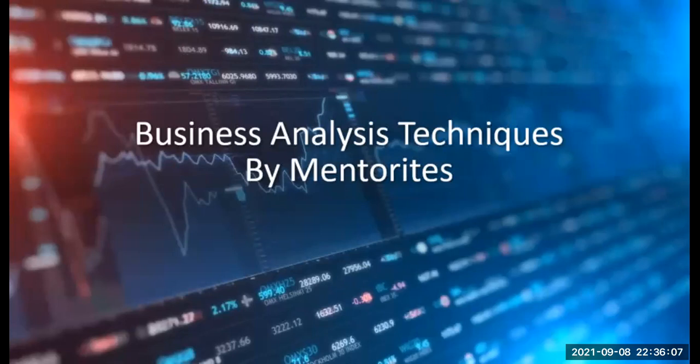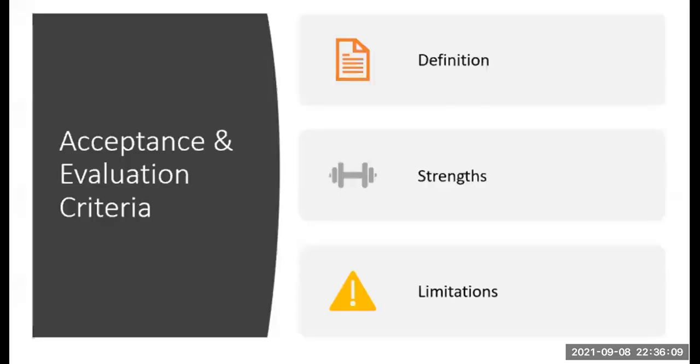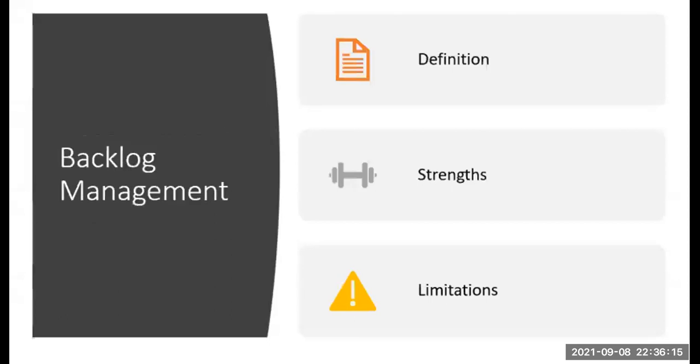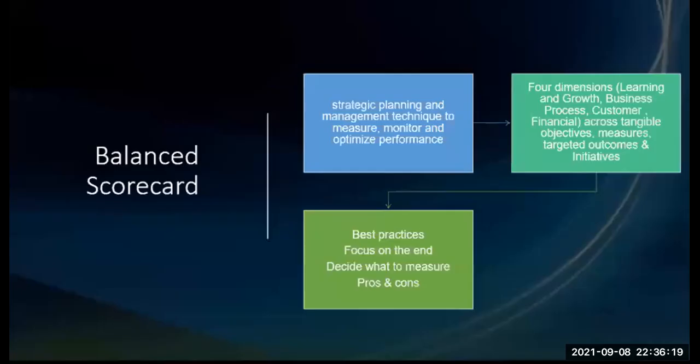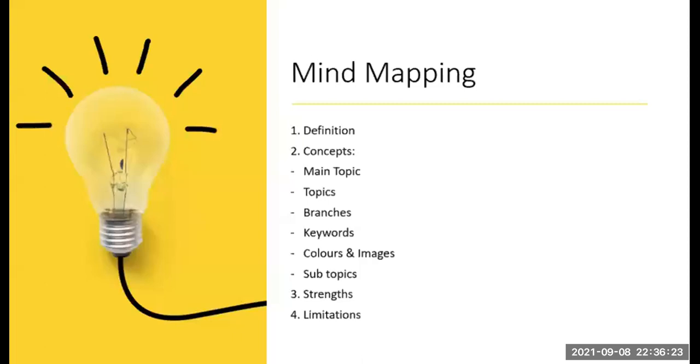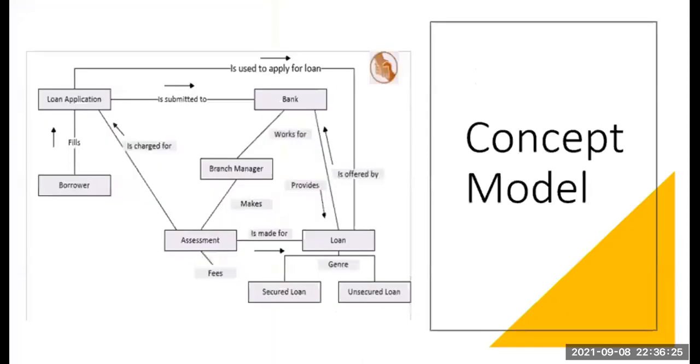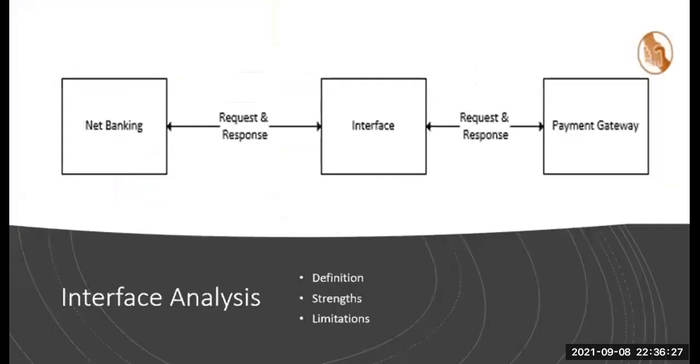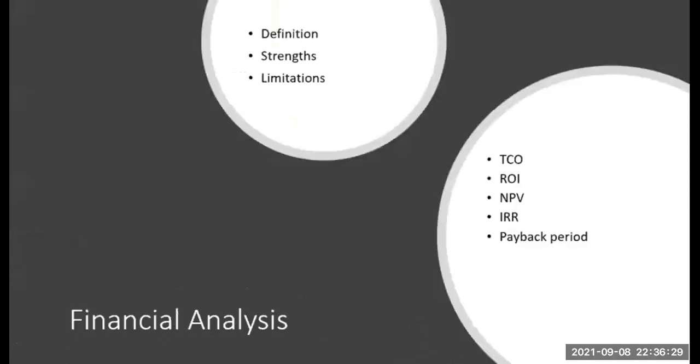Okay. Yeah. So yesterday we looked at some of the BA techniques: acceptance and evaluation criteria, backlog management, balanced scorecard. Then we looked at an example of balanced scorecard, mind mapping, concept model, then interface analysis. Okay, so the next technique is financial analysis.